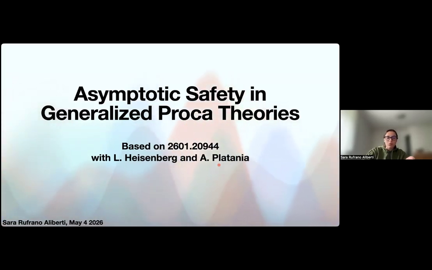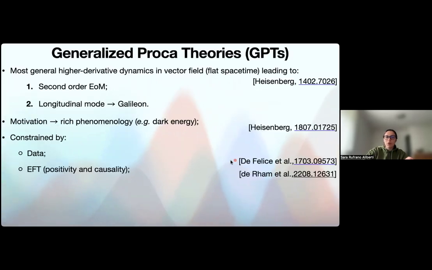And so, in order to start, let's talk about generalized Proca theories. As the name suggests, generalized Proca theories represent a generalization of the Proca theory, meaning the massive vector field Lagrangian. In order to get generalized Proca theories, we start from flat spacetime and we add to the Proca Lagrangian higher derivative self-interaction terms in the vector field in order to get the most general Lagrangian, which leads to second-order equations of motion. But it's not only that, because we also require that the longitudinal mode is a Galilean.